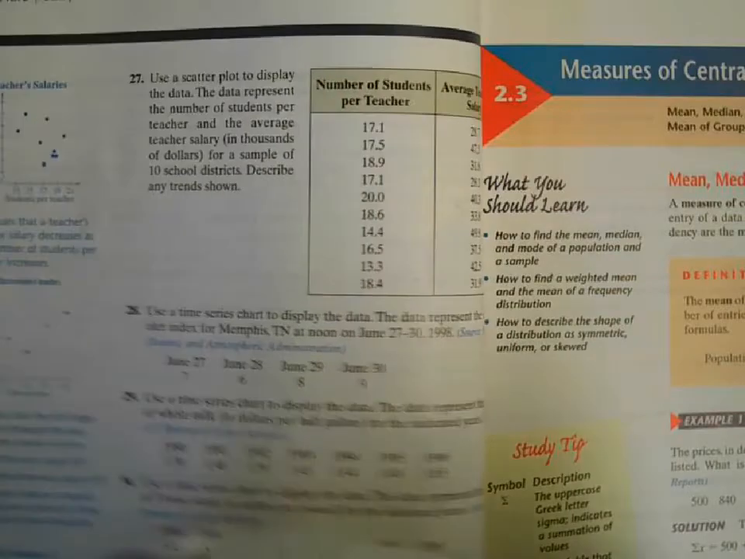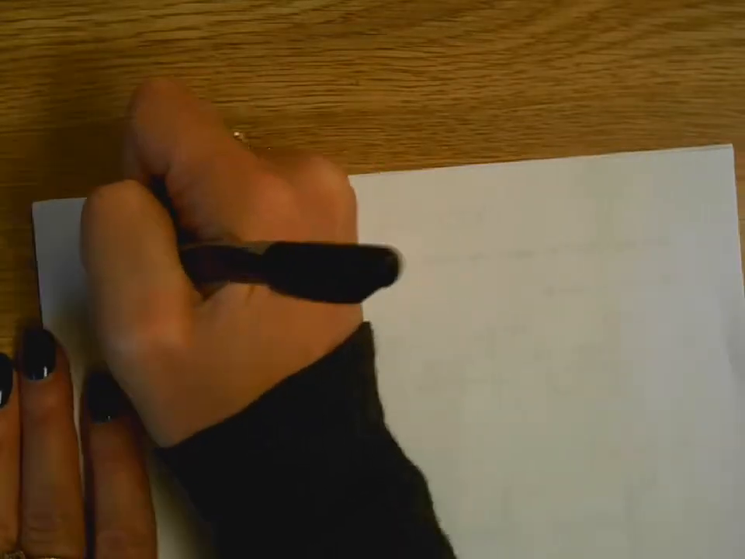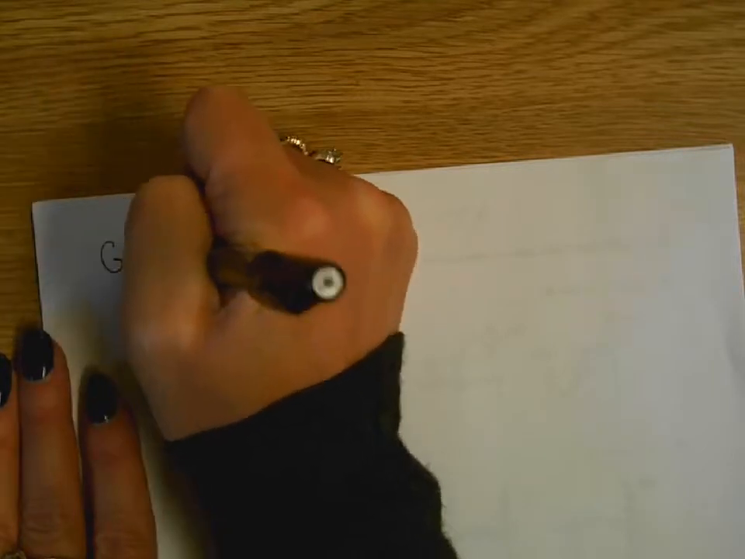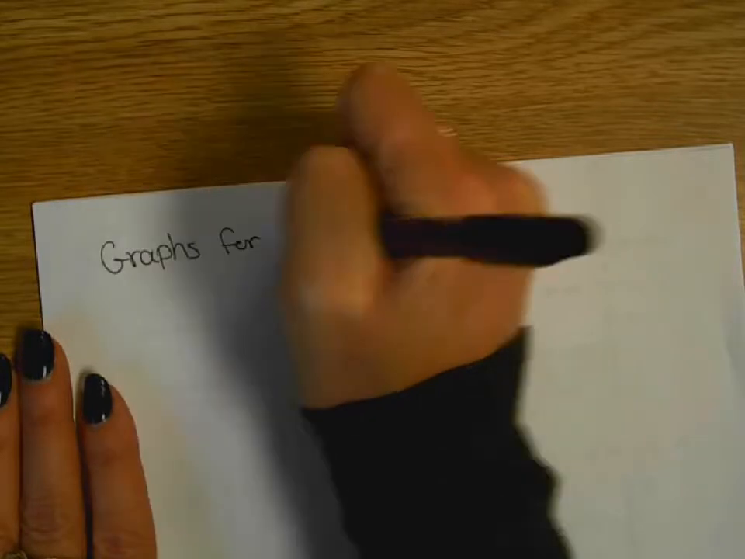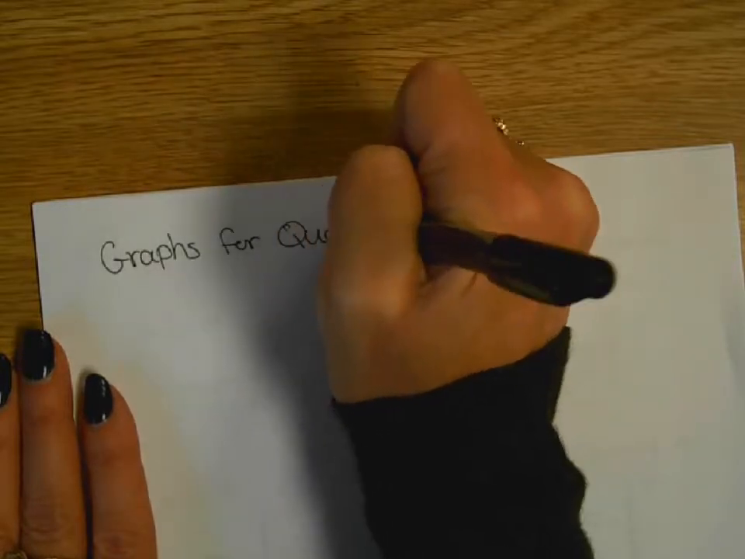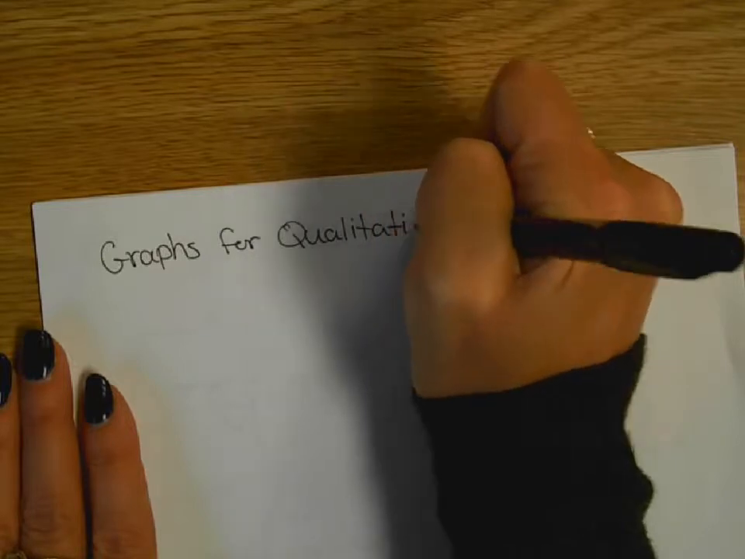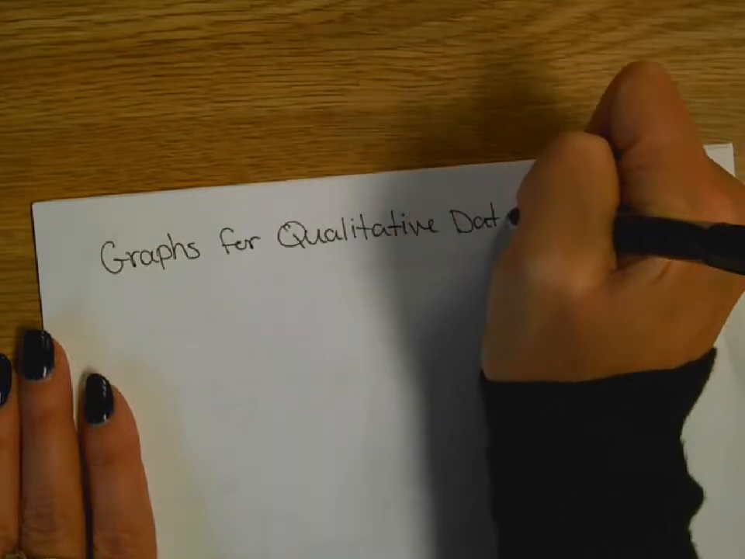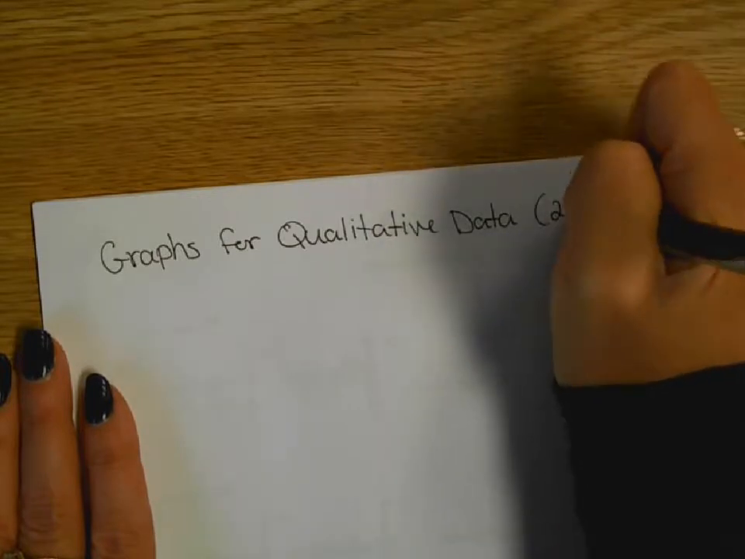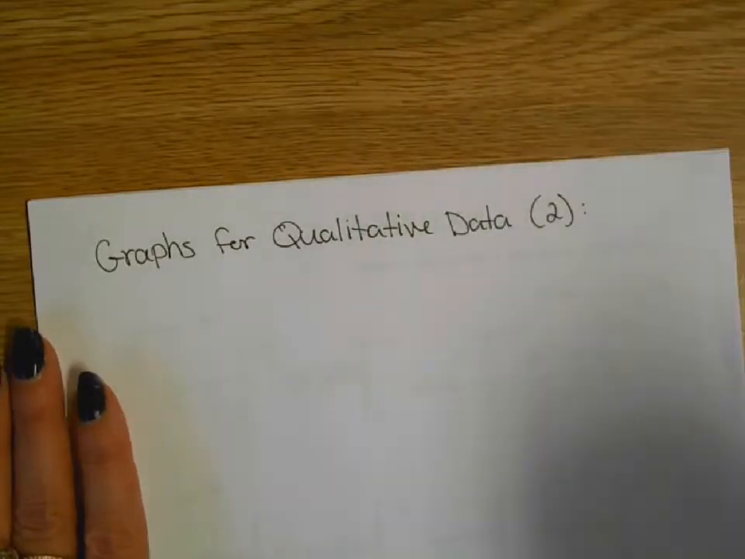Okay, we have 2 graphs left, and what makes these 2 graphs special is they're the only graphs we have for qualitative data. We haven't done anything with words, the data that we gather that are words, like names and such. So we have 2 graphs for qualitative data. There are 2 of them. They are the Pareto chart and the pie chart.